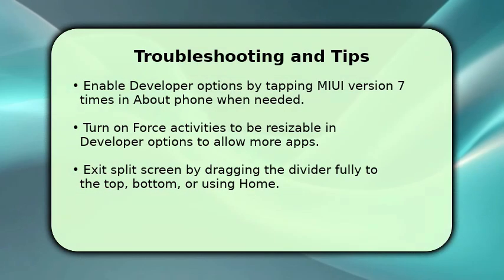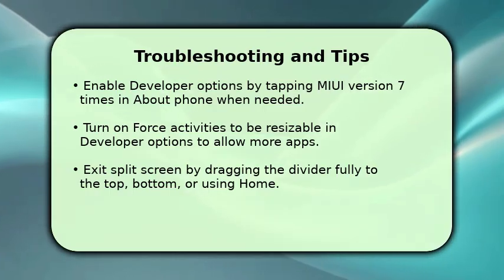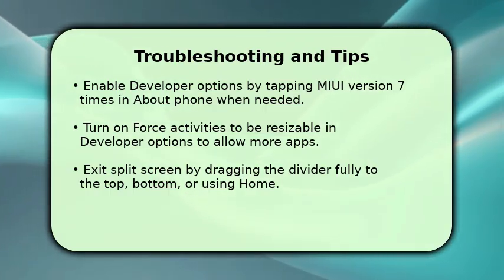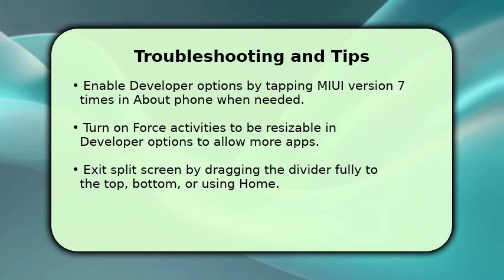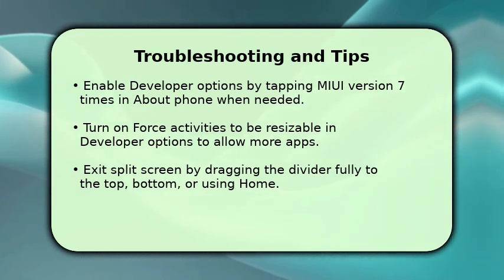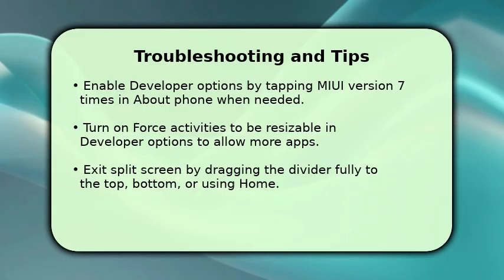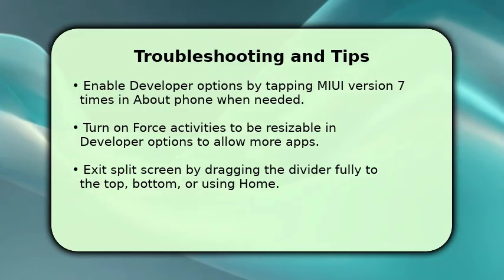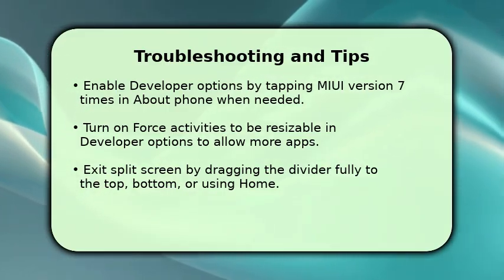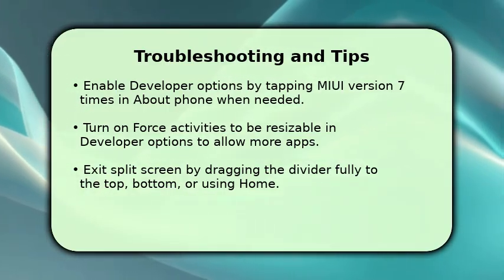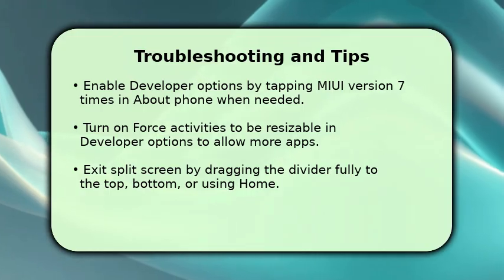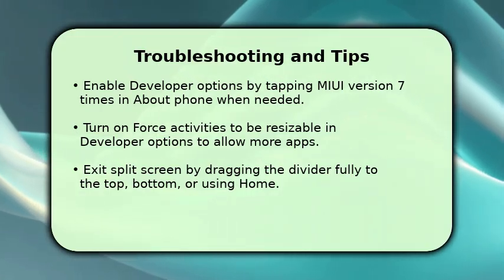If an app blocks split screen, enable developer options and force resizability to help. Go to Settings, About Phone, and tap MIUI version 7 times to enable developer options. Then open Additional Settings, Developer Options, and enable Force Activities to be resizable. Remember, some apps still may not behave perfectly even when forced.